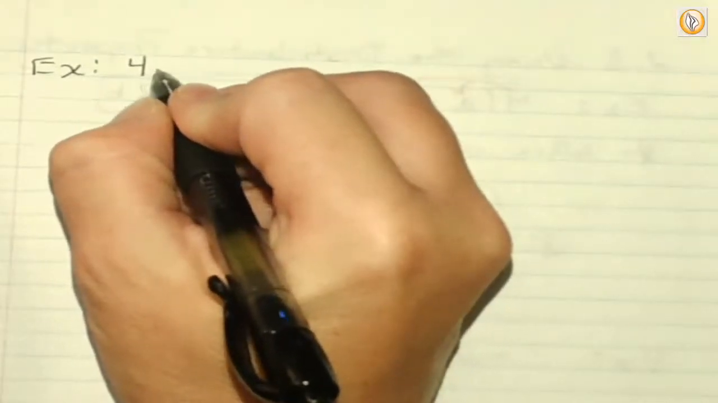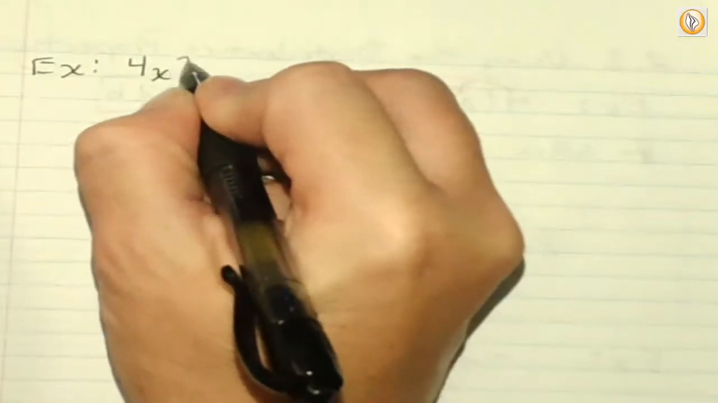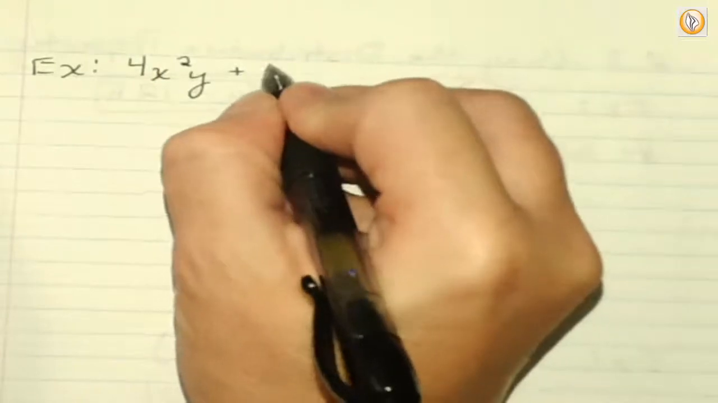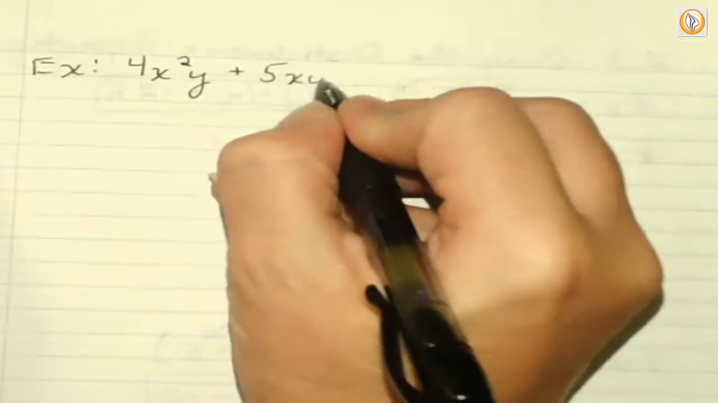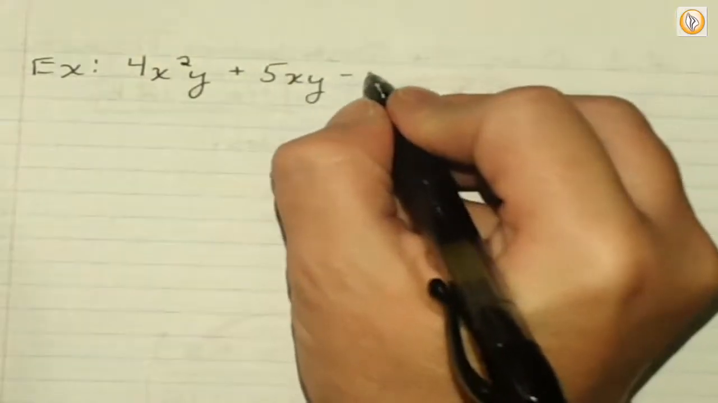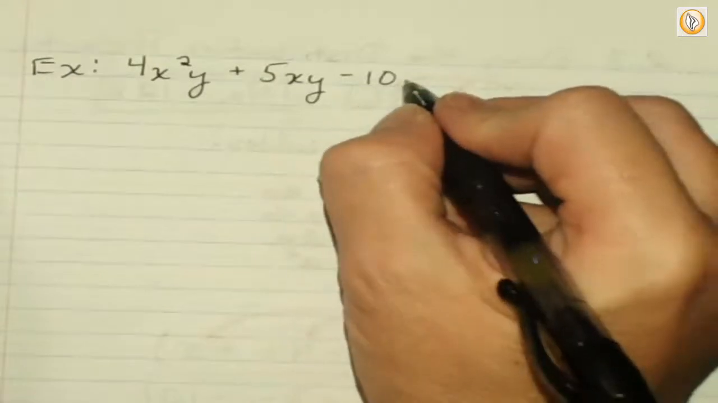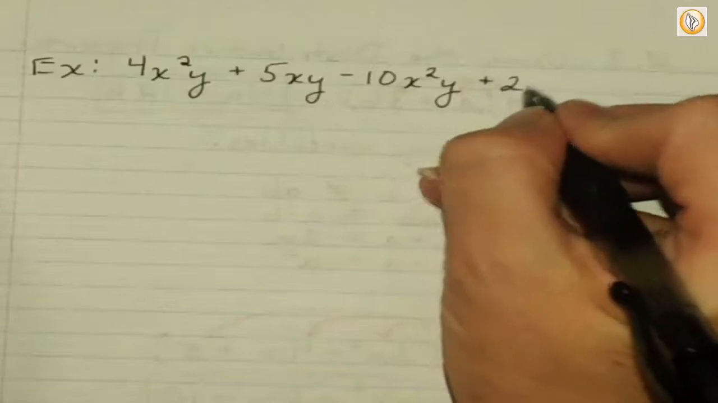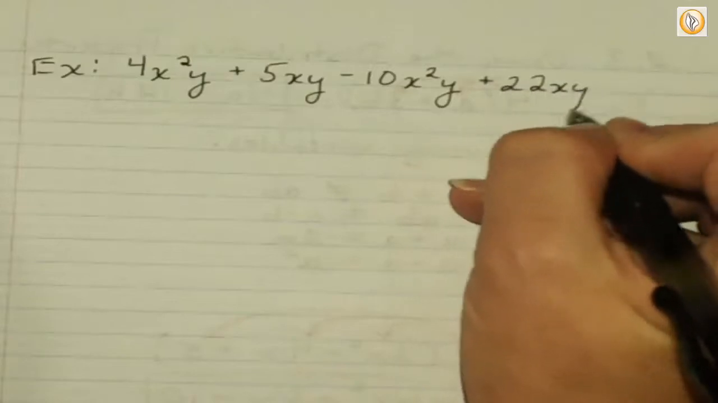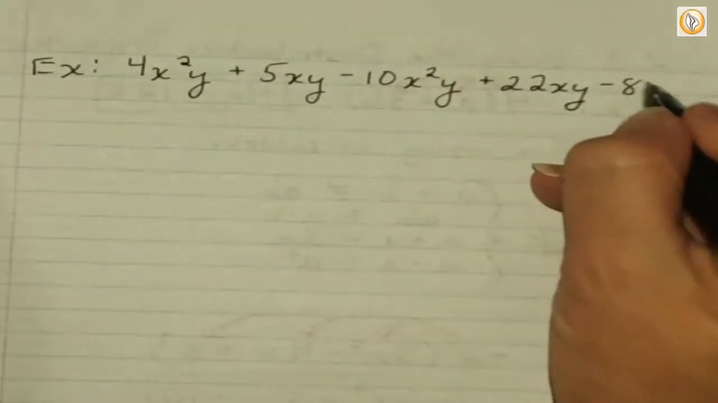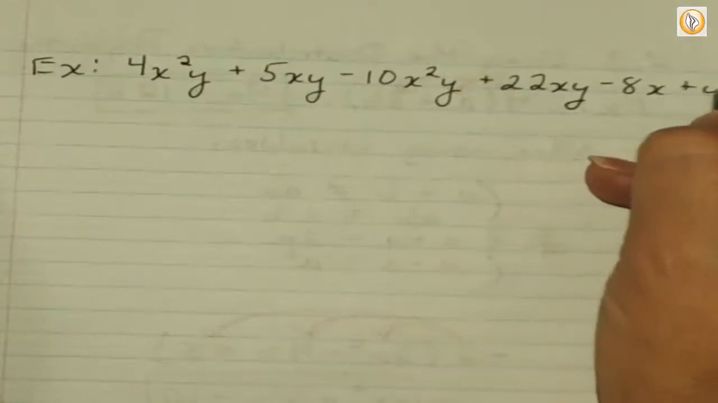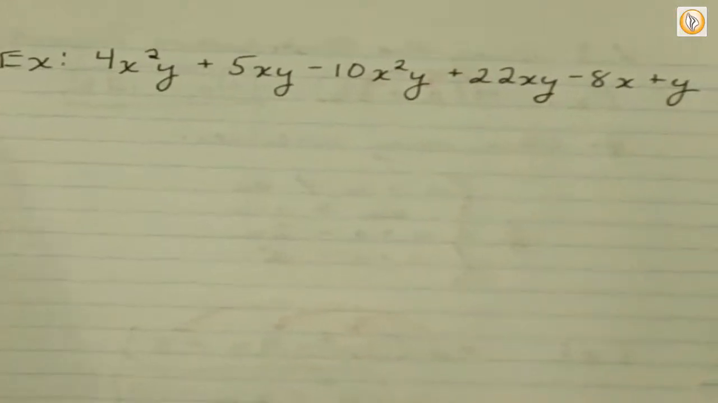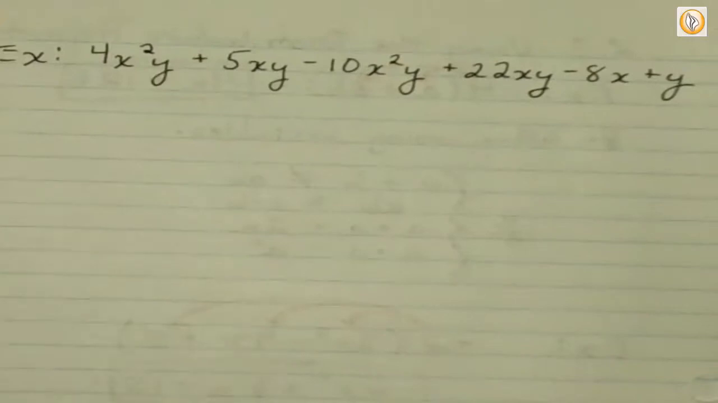And it's long, so don't write too big. 4x squared y plus 5xy minus 10x squared y plus 22xy minus 8x plus y. I'll let y'all write that down. Okay.